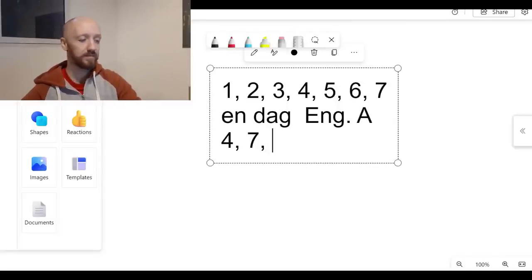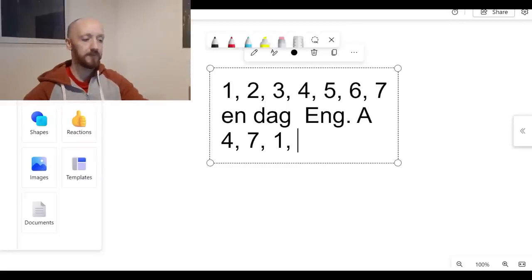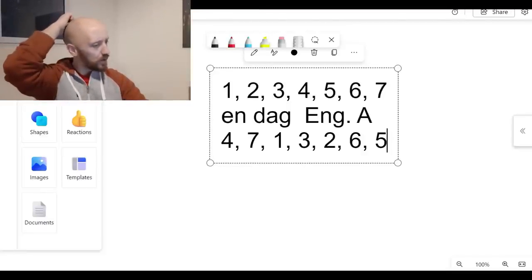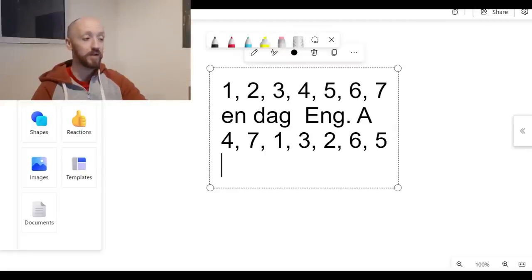Torsdag. Søndag. Mandag. Onsdag. Tirsdag. Lørdag. Fredag.